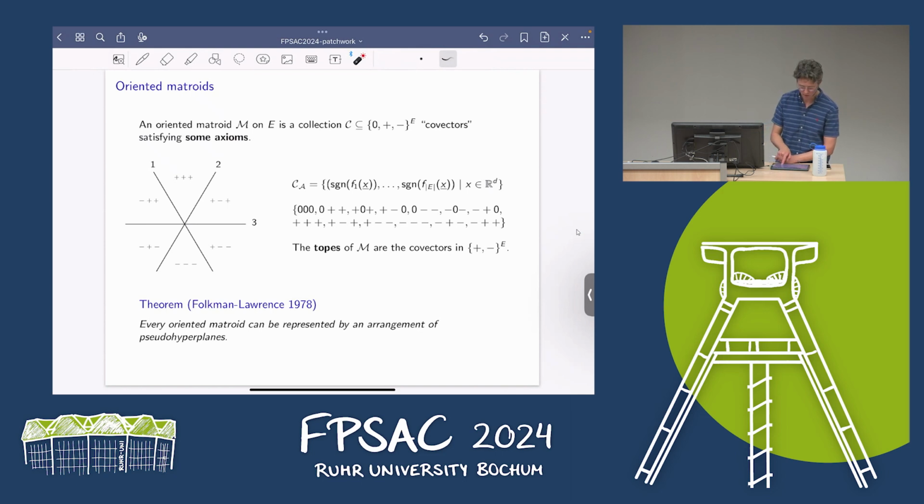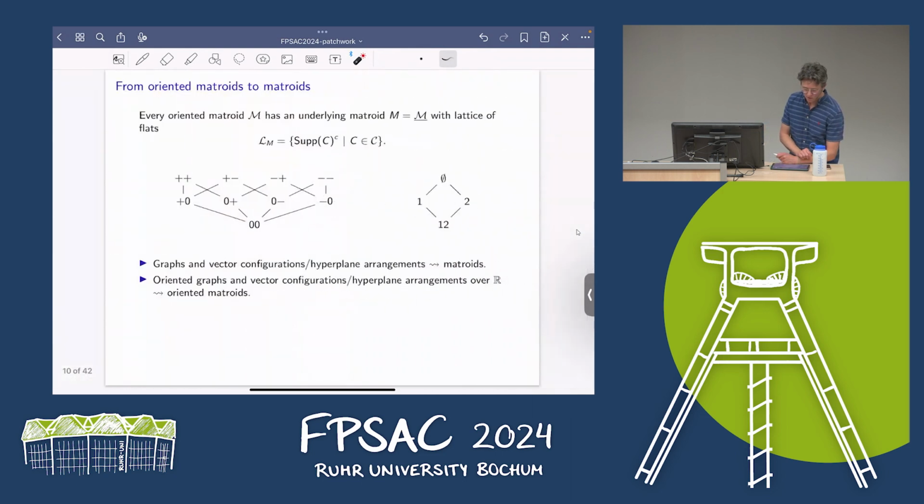Okay, good. So we can, of course, go from oriented matroids to matroids by basically forgetting the sign data. Every oriented matroid has some underlying matroid, and the flats of that matroid are obtained as follows: you take the collection of all covectors, and you map each covector to the complement of the support. So the zeros are the things that give us the flats.